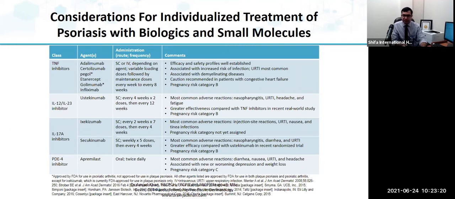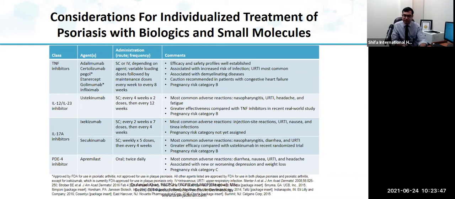But now there are very specific agents which do what we generally say here, a surgical strike. So they take a very specific targeted approach on the pathway, and that helps with the psoriasis, but with less and less unwanted side effects. IL-12, IL-23, ustekinumab, this is licensed for children. IL-17A, I will show you one.